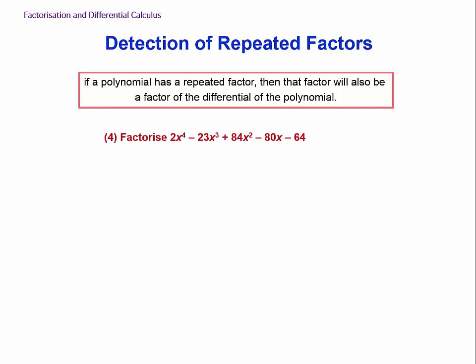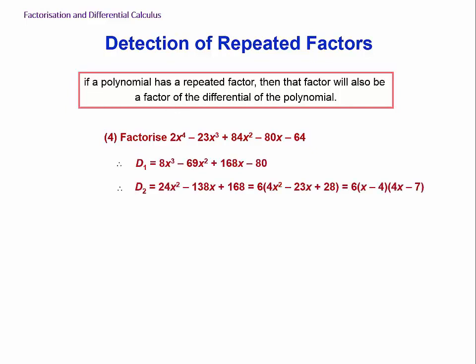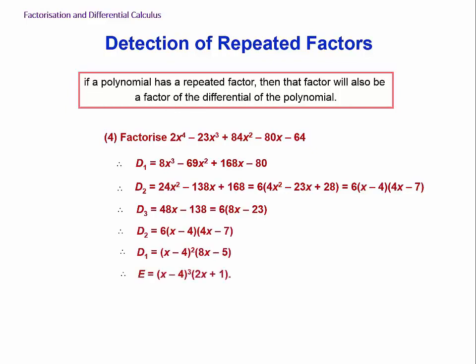Here we've got a quartic. So this is what he does. He works out d1, works out d2 and factorises it, then works out d3 and factorises that as far as possible, then goes back to d2 and back to d1 and gets E. This is all he gives. It doesn't really explain it very much, and so let me go through.